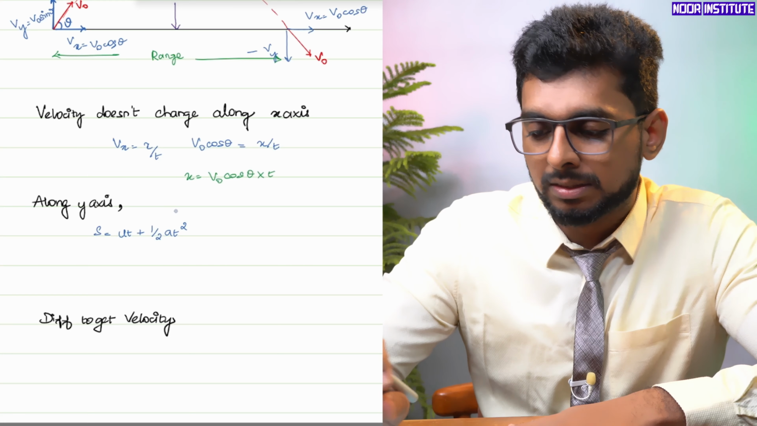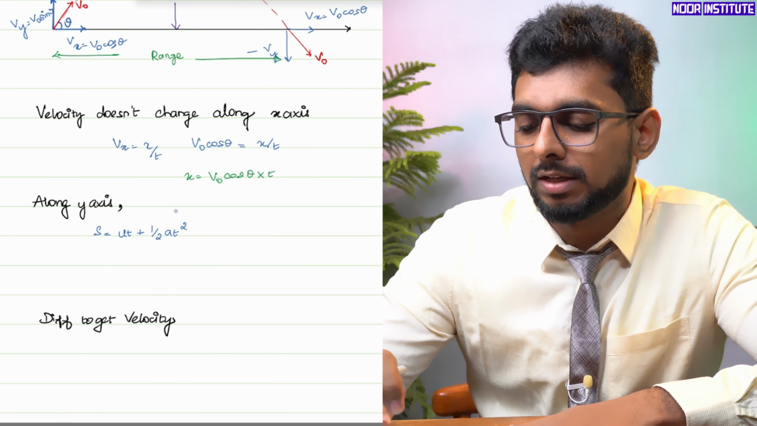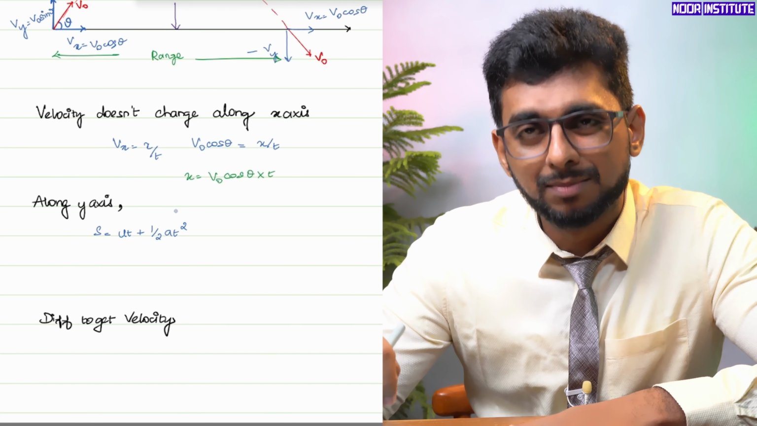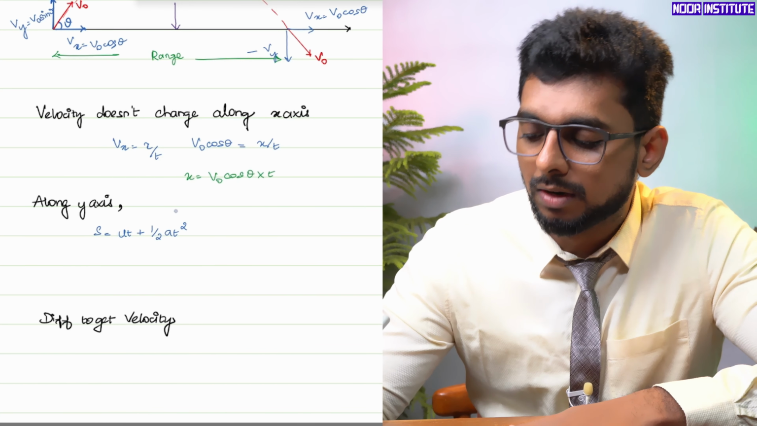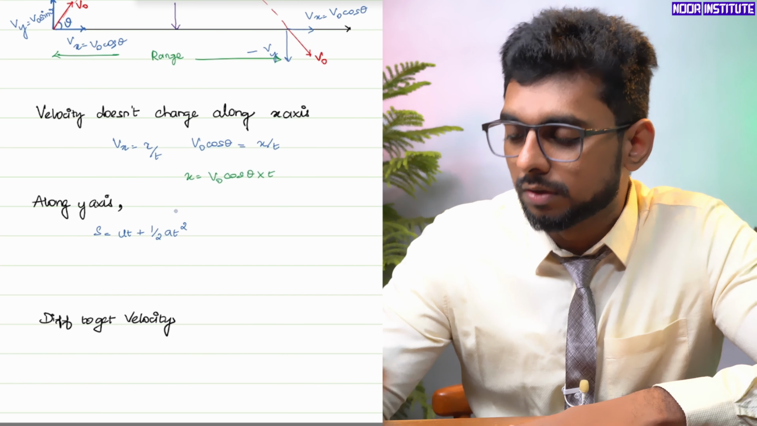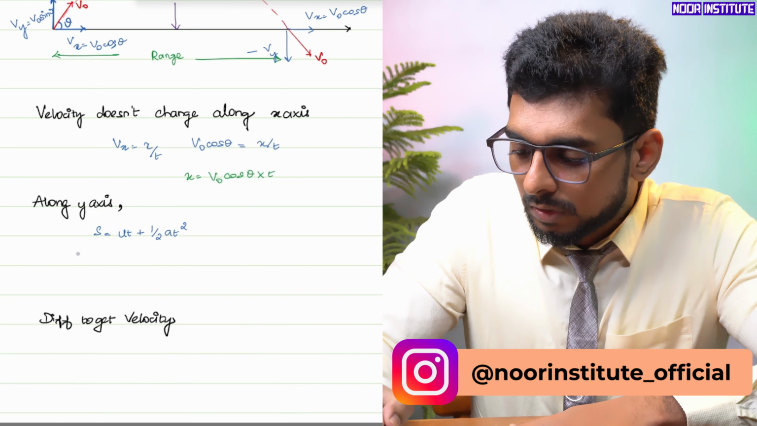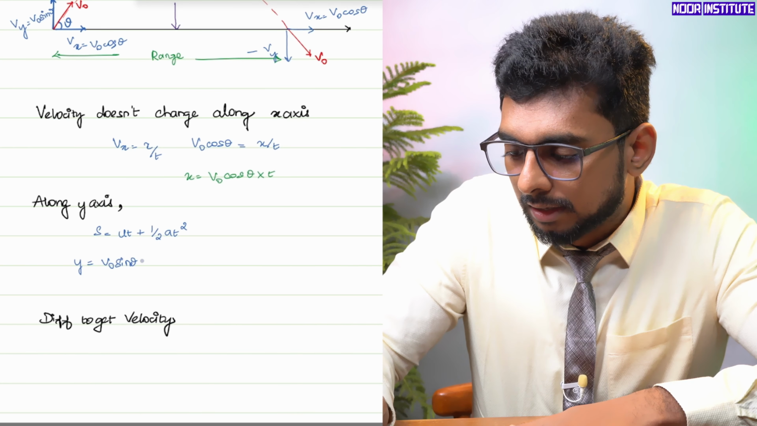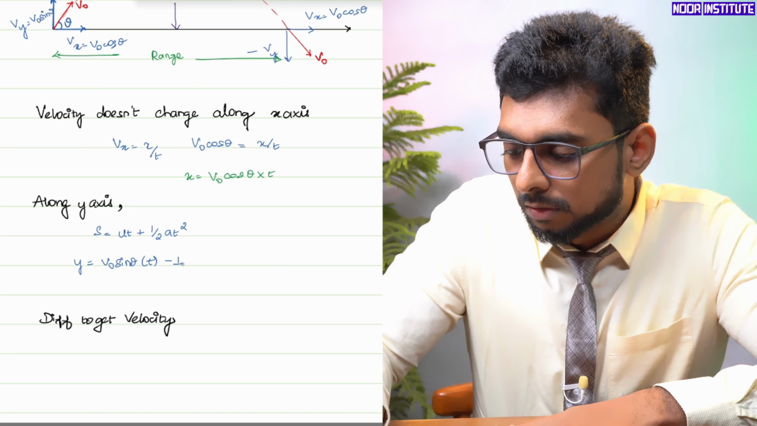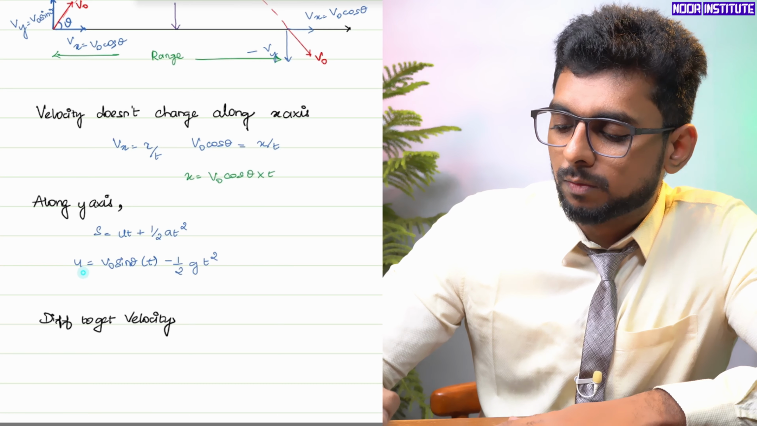I'll substitute the respective y, and for u I'll substitute the initial velocity, which is v naught sine theta. Time will be the same t. Instead of a I'll substitute negative g, and then you'll get t square. If I put all those things into the equation, you will have y equal to v naught sine theta into t minus half g t square. So this is what you'll end up getting. This will be the relation between y and t.